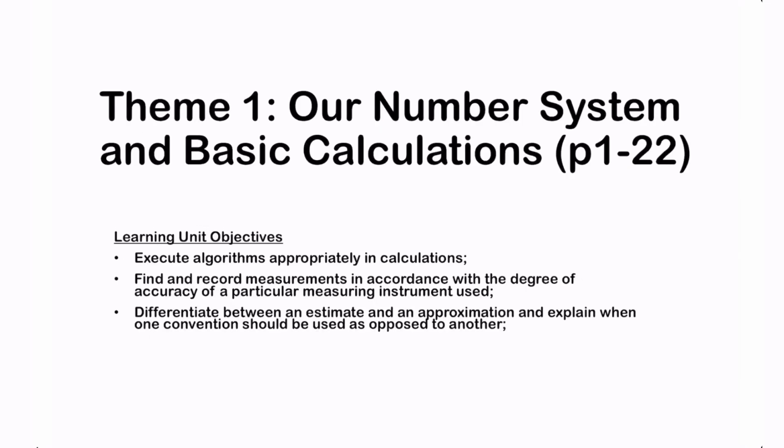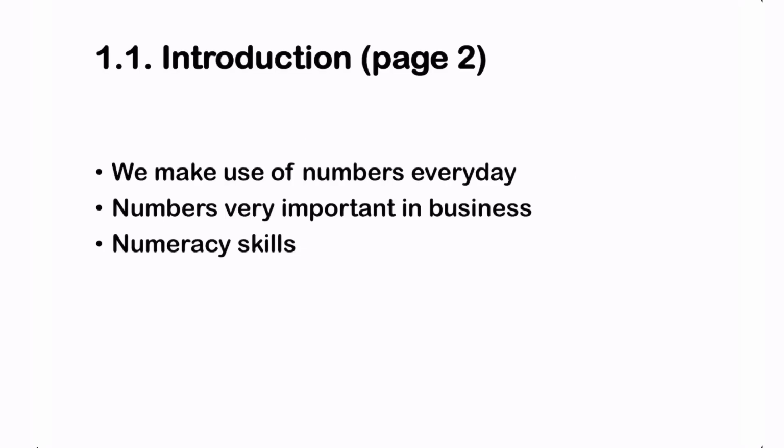So let's start off with the first theme, our number system. This is on page 1 to 22. The learning units covered include executing algorithms appropriately in calculations, finding and recording measurements, differentiating between estimate and approximation, and explaining when one convention should be used as opposed to another.